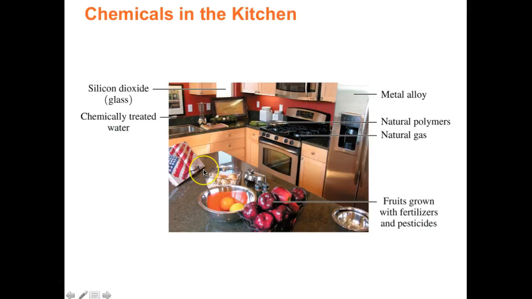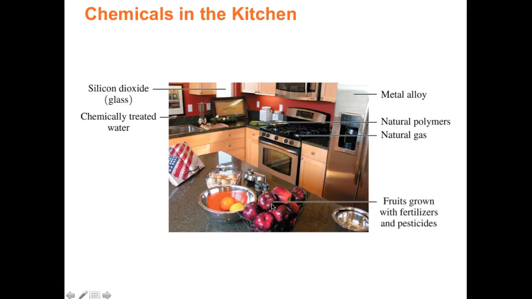So chemicals are found, like I said, in the things that you don't think of as chemicals. So whether it's the silicon dioxide making up this glass, or the water from the faucet, the fruit, and a lot of the fruit sometimes have that waxiness to it, which is they are adding a chemical there to keep the fruit, to preserve the fruit.